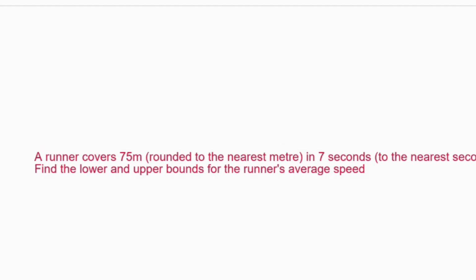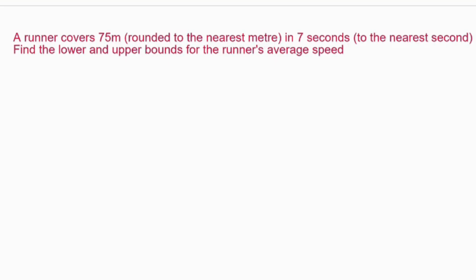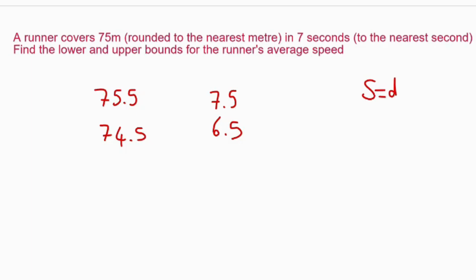With division, it's a similar idea. A runner covers 75 metres to the nearest metre. So upper bound is 75.5, lower bound 74.5. To the nearest second, 7.5, 6.5. Find the upper bounds and lower bounds for the runner's average speed. Now, speed is distance over time, so it's a division.